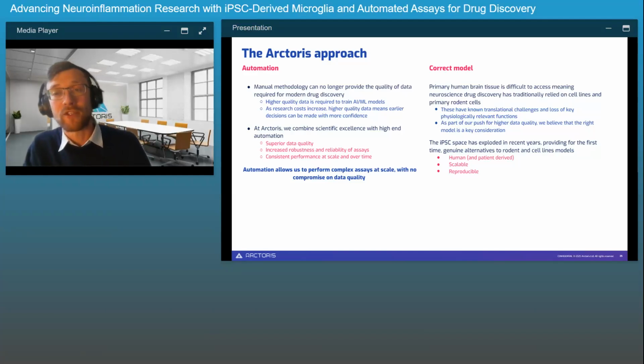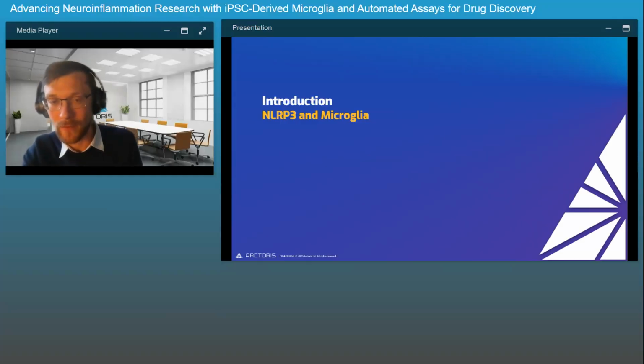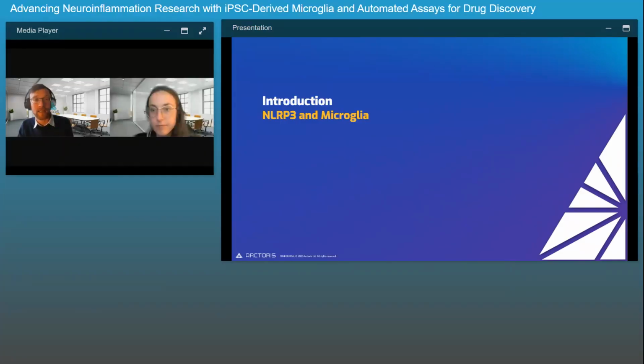So Brainxell have shown that you can generate human and patient-derived samples and iPSCs at scale and generate reproducible cells that we can use on our platform in drug discovery. And that's what the talk is going to be about today. So with that, I'll hand over to Naroa. Really, what we have today is two stories.